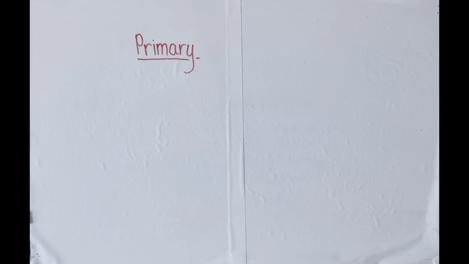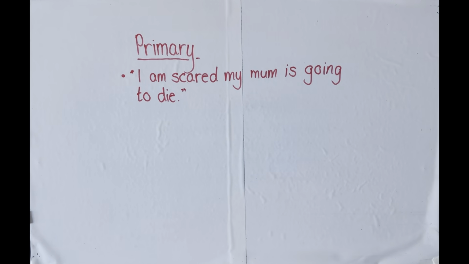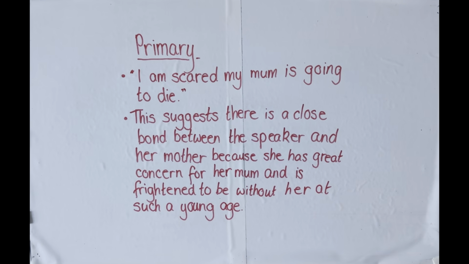So you start by writing the heading primary, and then you're going to write a quote from the passage. Remember, the poem is Lucozade. So in this case, I'm going to go for, "I am scared my mum is going to die." And that would be enough to get you 1 mark. Then you have to explain how that actually answers the question. So how does that fit the theme of relationships? So we could write something like, this suggests there is a close bond between the speaker and her mother because she has great concern for her mum and is frightened to be without her at such a young age.